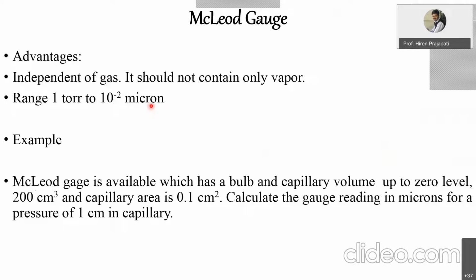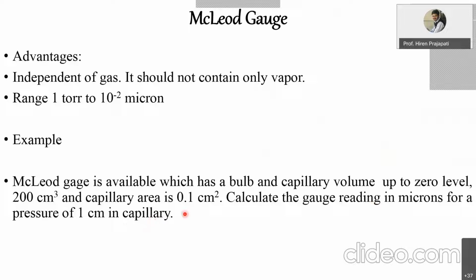So, some simple example based on the equation which we have derived for McLeod gauge. A McLeod gauge is available which has bulb and capillary volume up to zero level of 200 centimeter cube. Capillary area is 0.1 centimeter square. Calculate the gauge reading in micron for pressure of 1 centimeter in capillary.